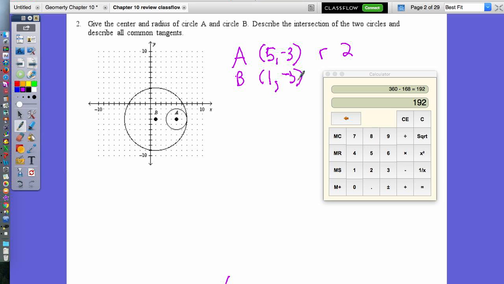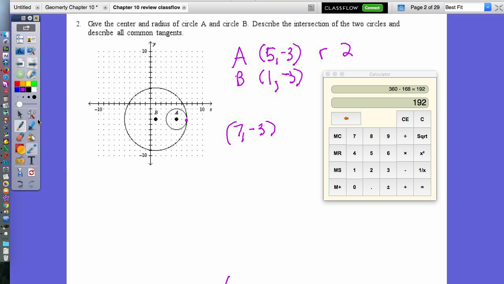Now, these circles intersect at this point here, 7. That's the point of intersection. They're called tangent circles because they share just one point.